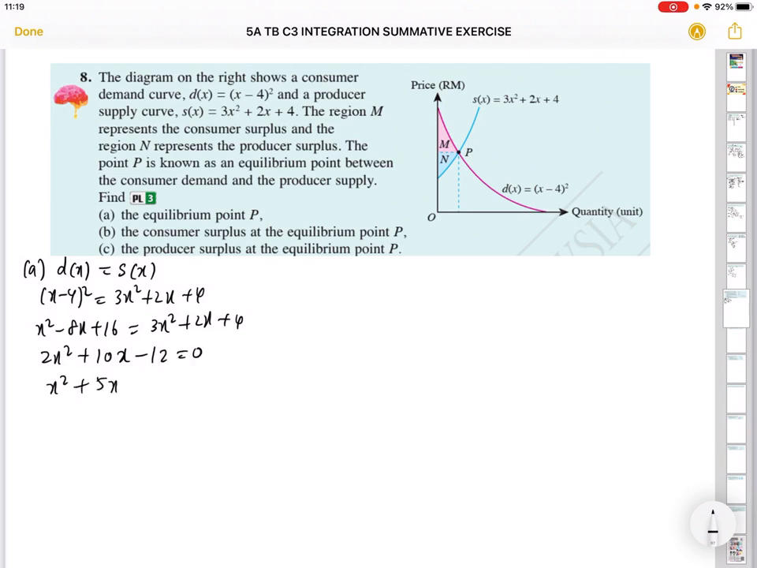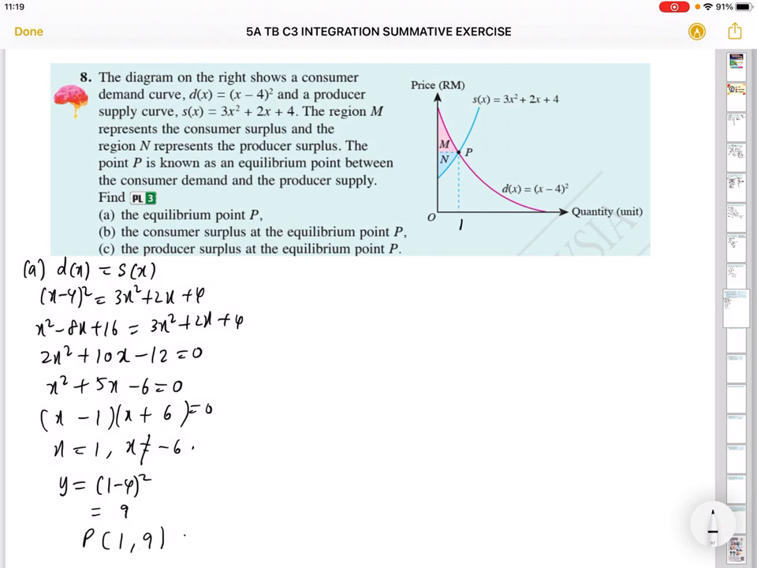So we should use 6 and 1, plus and minus, x is 1 or negative 6. Look at the diagram. X is on the right-hand side, so x cannot be negative. Yeah, x has to be 1. When x is 1, you can substitute into any equation. Maybe I substitute into my demand, which is (x minus 4) squared. So it's 1 minus 4 squared, which is 9. So your coordinate point P is just (1, 9).